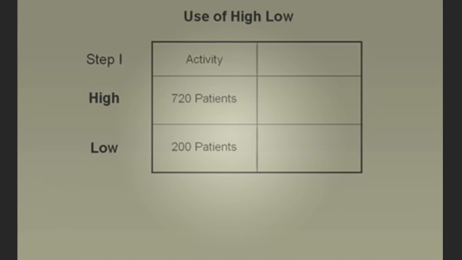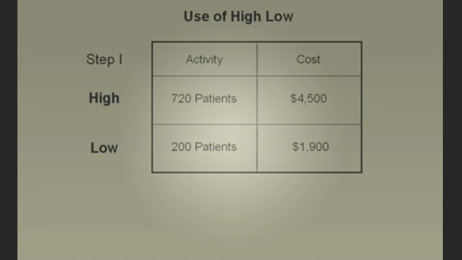The second step is for each activity, the high and the low, find out the related cost. What's the cost of serving 720 patients? 4,500. What's the cost of treating 200 patients? 1,900. So that's the first step in high-low. Take the highest activity and find out the cost. Take the lowest activity and get the related cost.